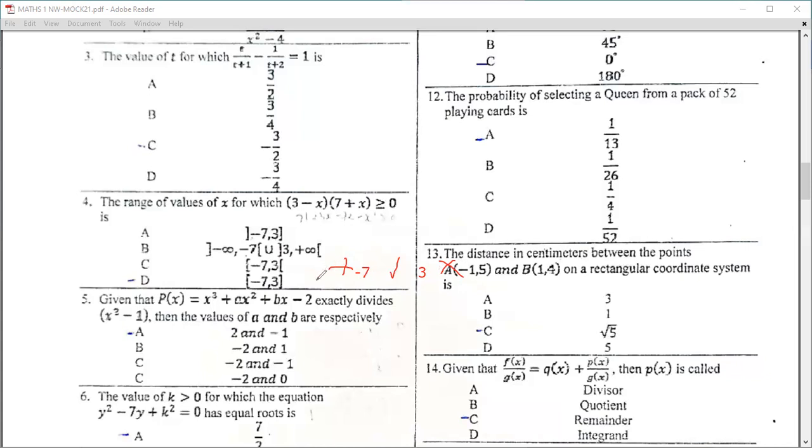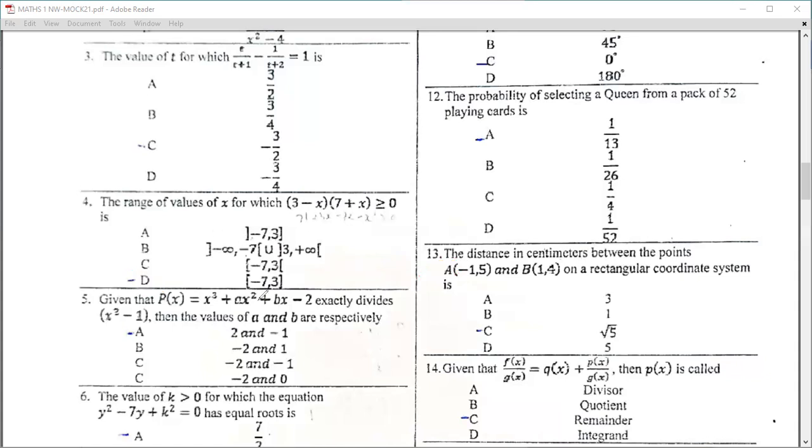And the truth is, negative 7 and 3 are included. That is why the answer is D, not C. Because C has a problem: 3 is excluded. But according to this inequality, it has the equal to sign here. So that's why the key to this problem is D. So the key is D.